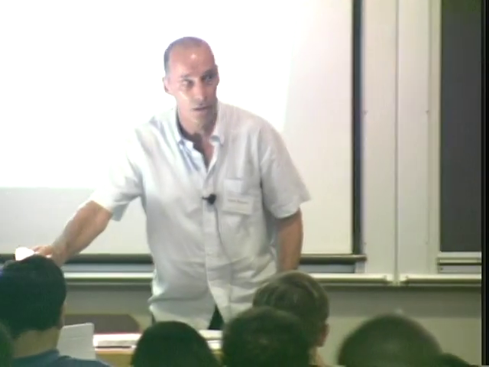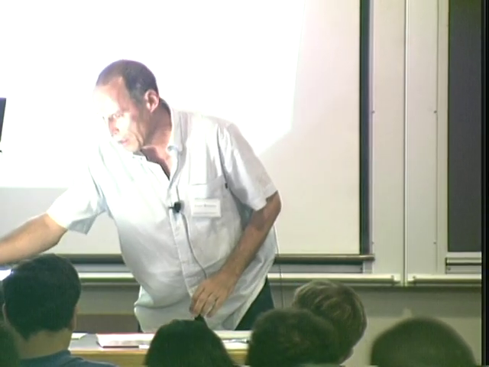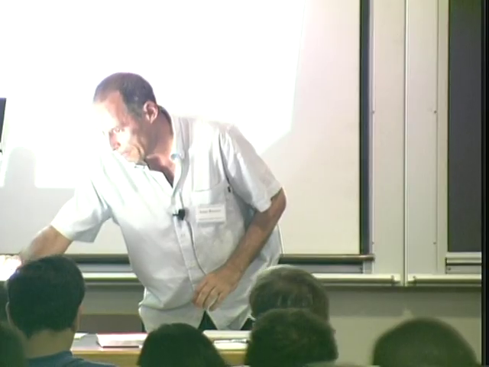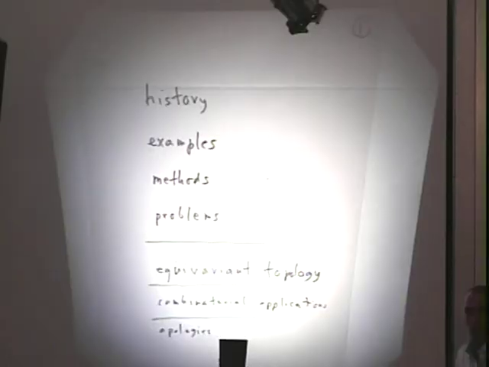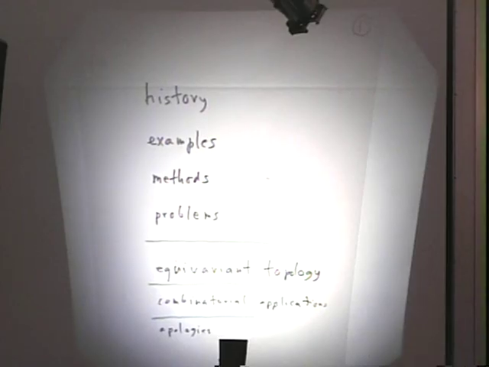So this is the title, and I will talk about... This is not an outline, but something of an outline. I will touch upon the history of the problems. I will give examples of how people use topology, algebraic topology, in geometry. I will explain some methods, and some problems as well.